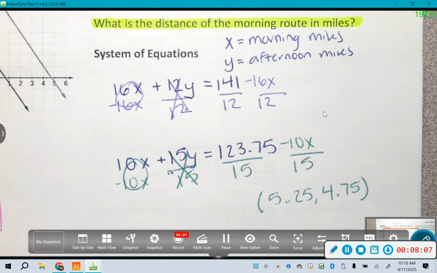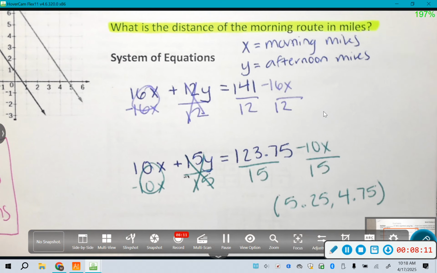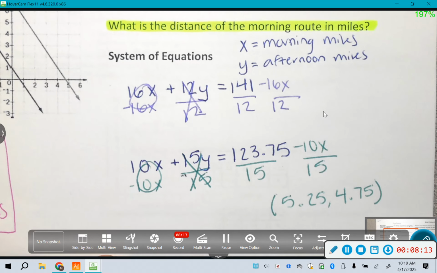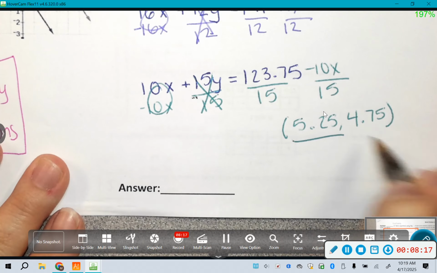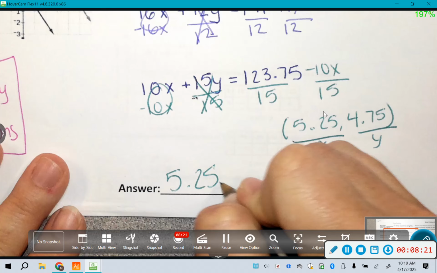But before I write my answer here, I need to go back to the question. And what's the question? And what represents morning miles? X. So what's the X of my answer? So 5.25 what? Miles.